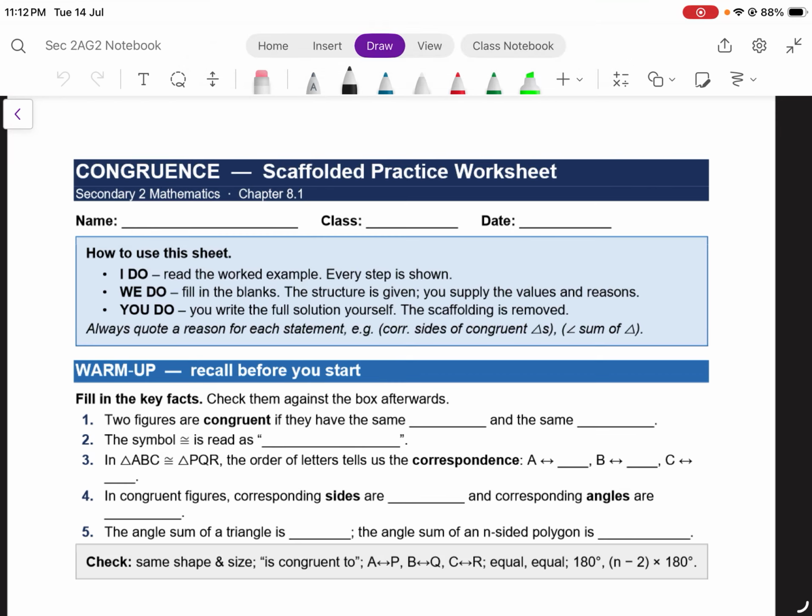Okay, so for the next one, congruency. Alright, so for this one, scaffolded practice worksheet 1. Now, what does congruency mean? This chapter is quite easy actually. It just means the two shapes are exactly the same. So that means their sides are the same, the angles are the same.